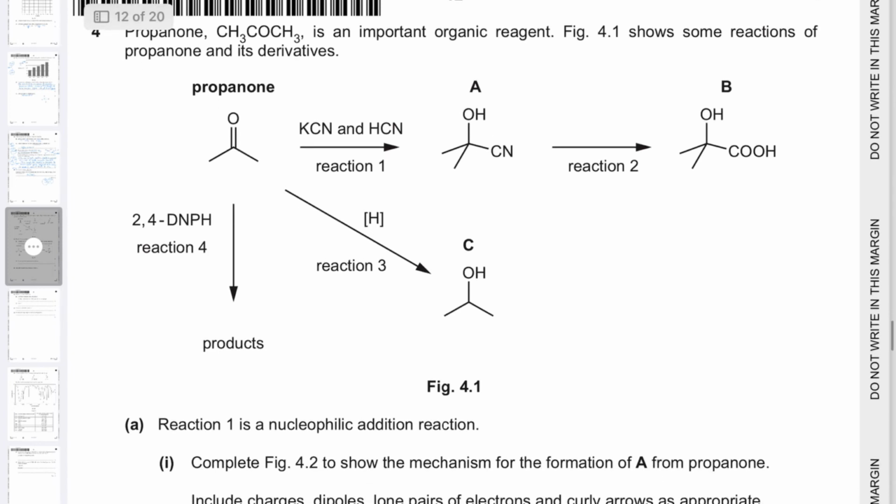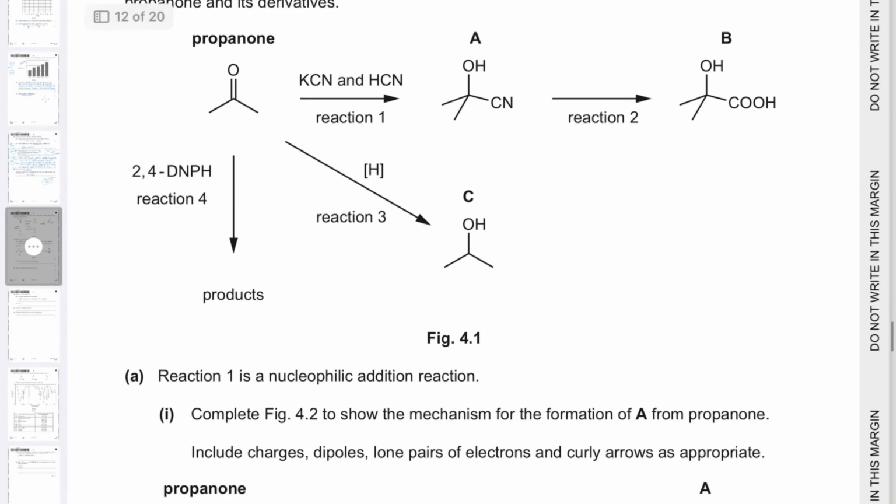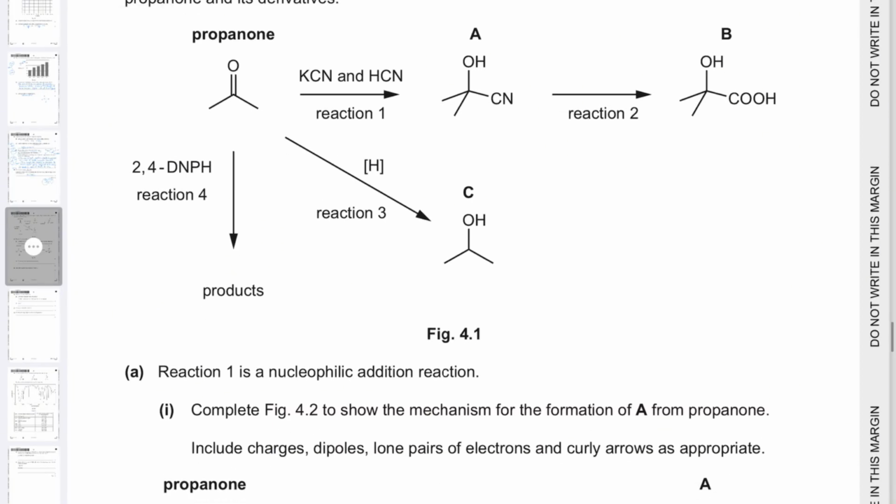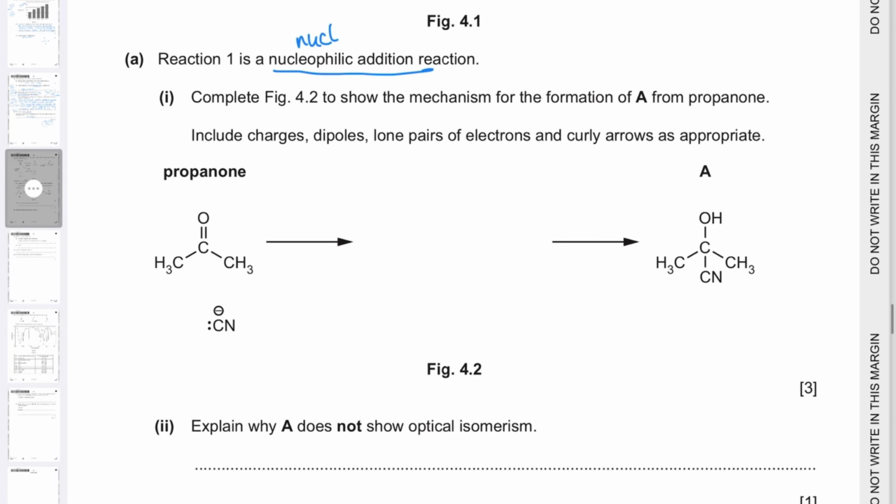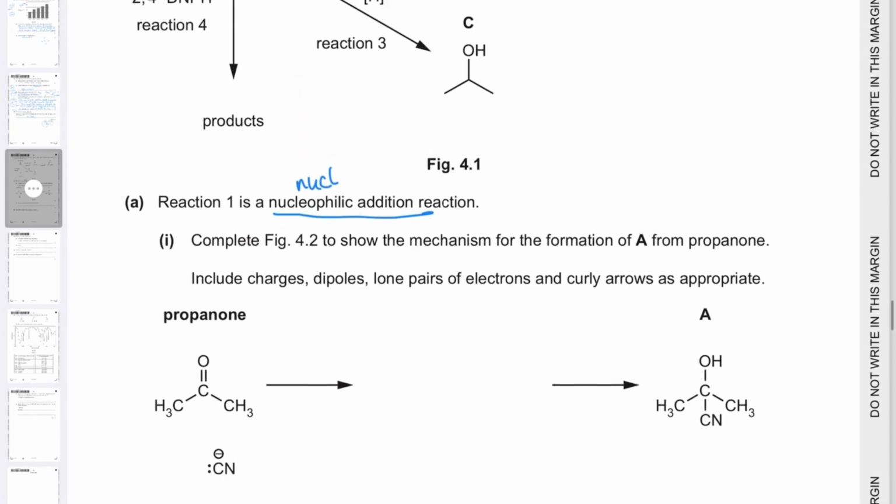Figure 4.1 shows some of the reactions of propanone and its derivatives. Reaction 1 is a nucleophilic addition reaction. In a nucleophilic addition reaction, a nucleophile will attack the double bond in propanone and result in a product that does not have any double bonds by addition of this nucleophile. Complete figure 4.2 to show the mechanism for the formation of A from propanone. Include charges, dipoles, lone pairs of electrons, and curly arrows as appropriate.